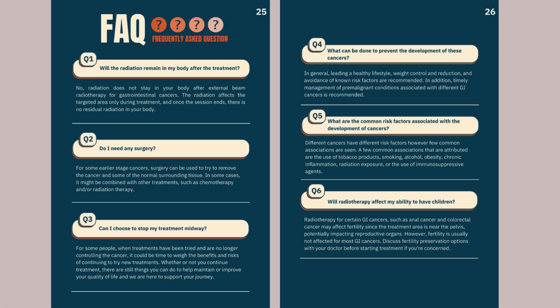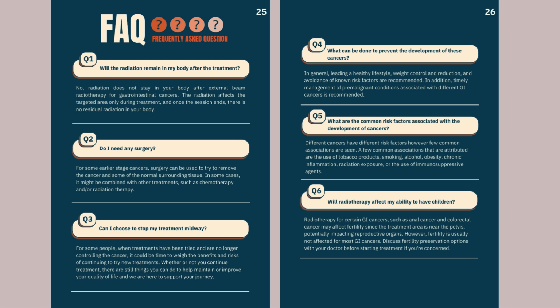Question 4. What can be done to prevent the development of these cancers? In general, leading a healthy lifestyle, weight control and reduction, and avoidance of known risk factors are recommended. In addition, timely management of pre-malignant conditions associated with different GI cancers is recommended.